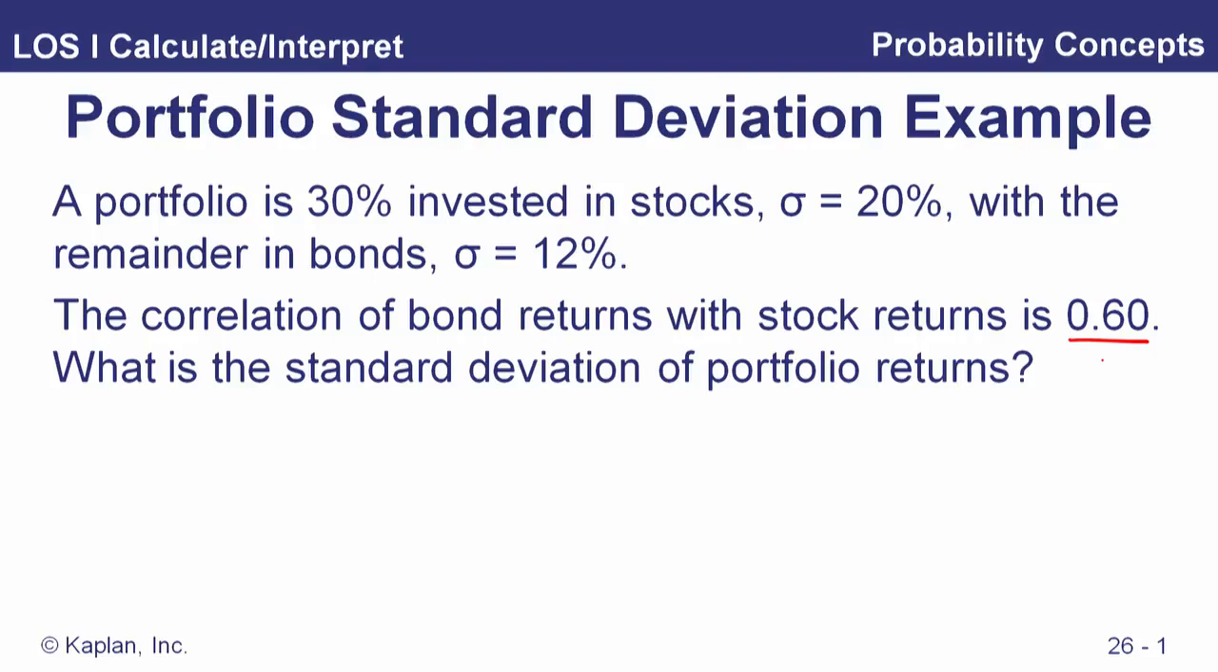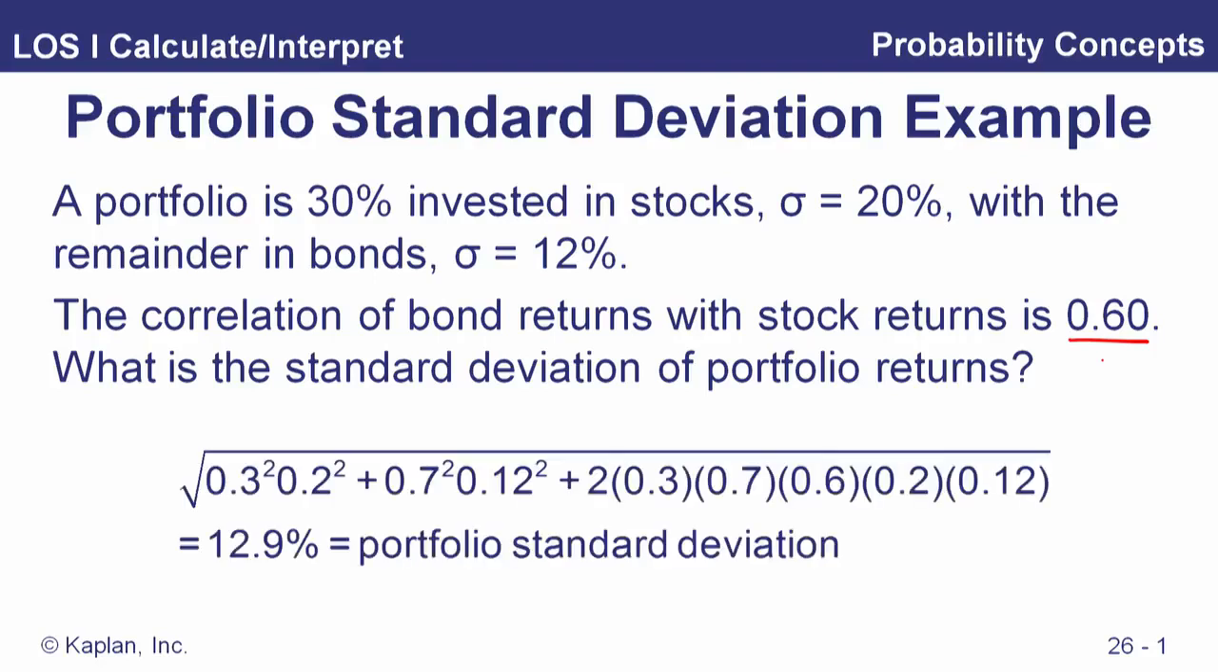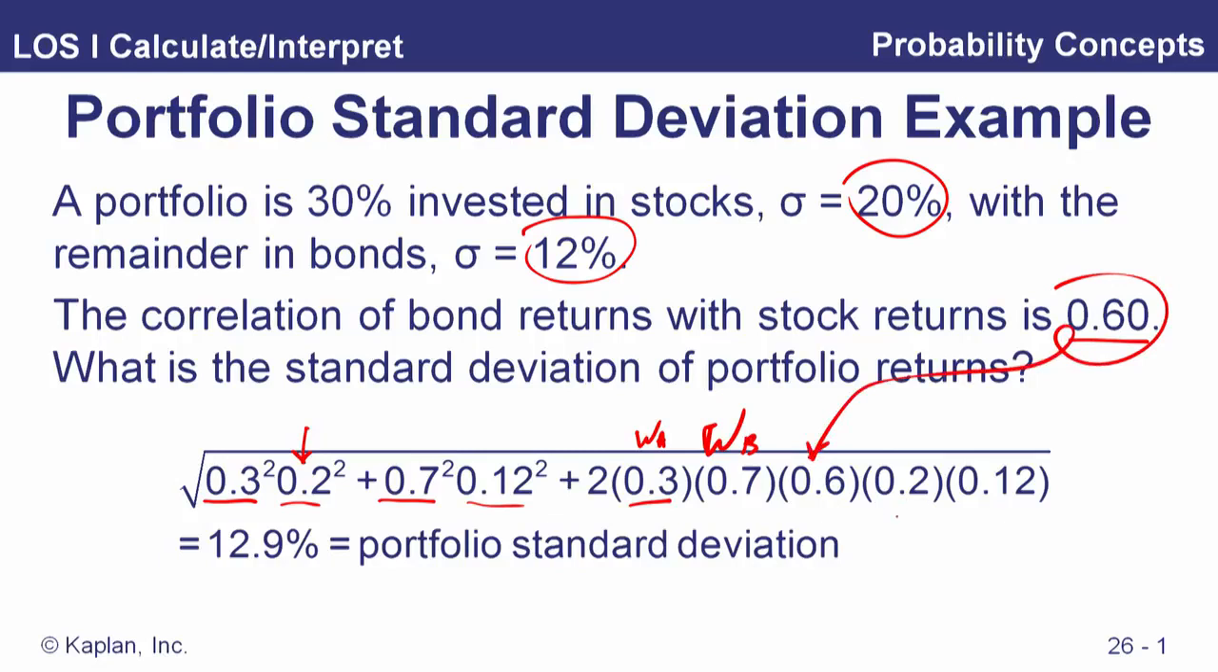Well, we just have to use the formula. And so we've got the weight in stocks squared. We've got the weight in bonds squared. We have to square our standard deviations, 0.2 and 0.12. And then we've got 2 times weight in A, right? That was weight in stocks here, weight in A in our formula. Then we've got the weight in B. Then we've got the correlation and sigma A, sigma B.